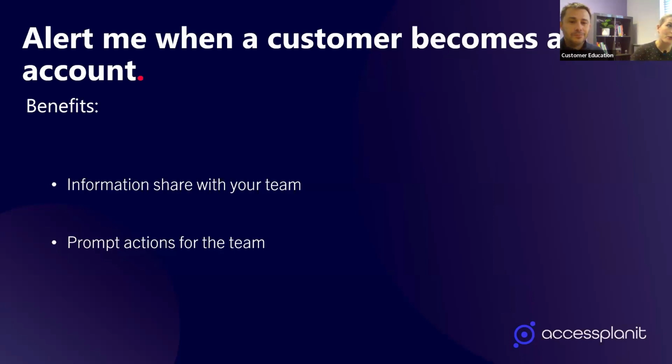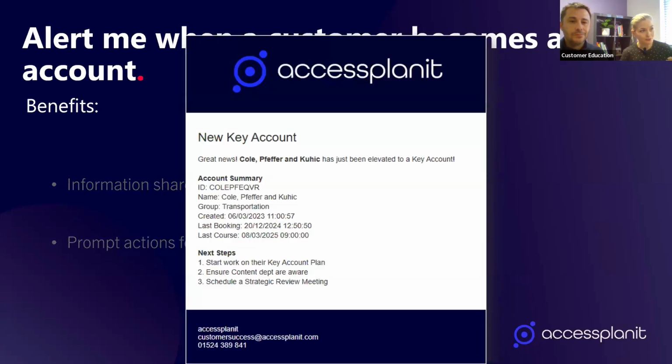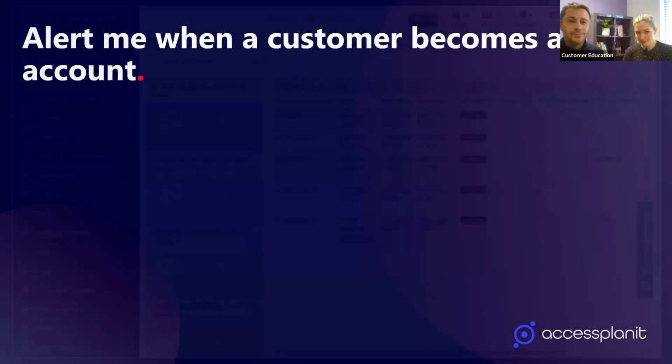So what kind of info would we include in this alert? Ours has the title of new key account. Great news, name of the account has just been elevated to a key account. We've included some core information in there, like the ID, the name, what group they're in, when they were created, their last booking and last course, and then the next steps. So our team now need to start working on a key account plan. We need to ensure the content department are aware and schedule a strategic review meeting. Lovely. So that's the example.